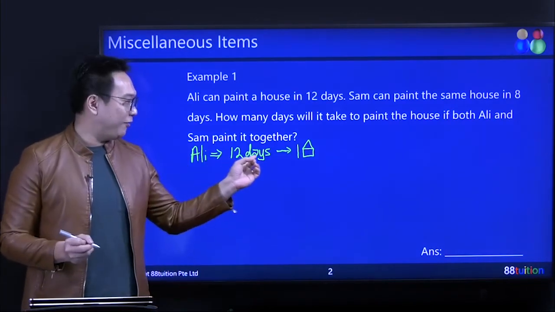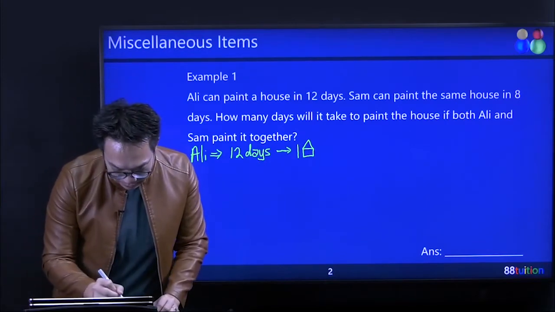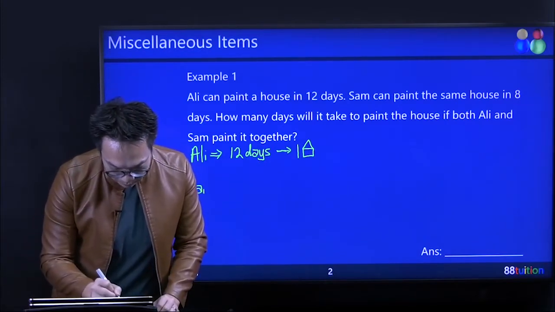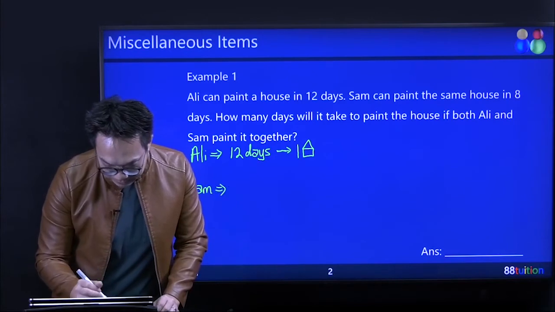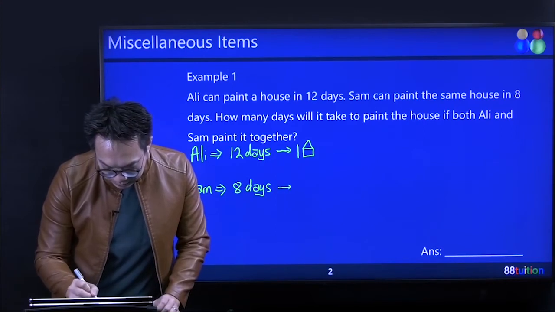Alright, Ali takes 12 days to paint one house. Compared to who? Compared to Sam. Sam requires how many days? 8 days to paint the same house. So children, who is faster? The more days is faster.